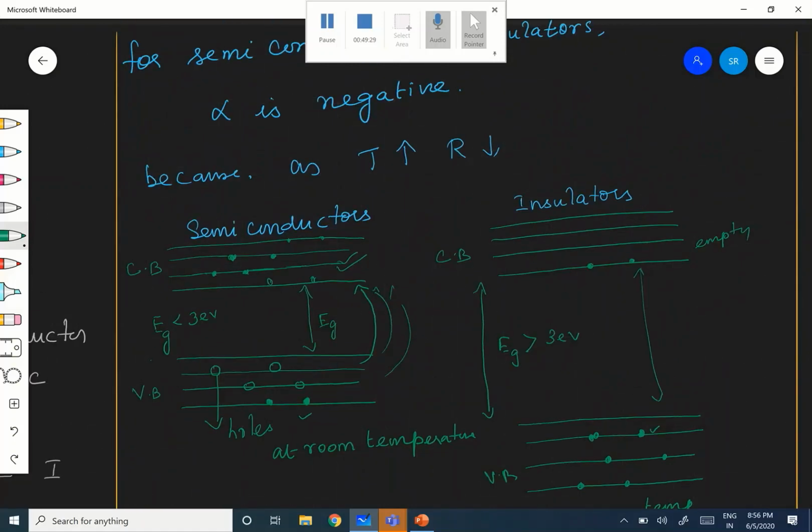That is why, as you increase the temperature, more electrons will be in the conduction band. Therefore, their conductivity will increase, and resistance will definitely decrease. Are you following? Therefore, for semiconductors and insulators, alpha is negative.